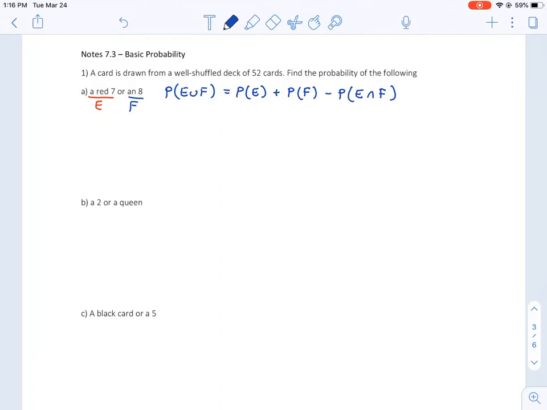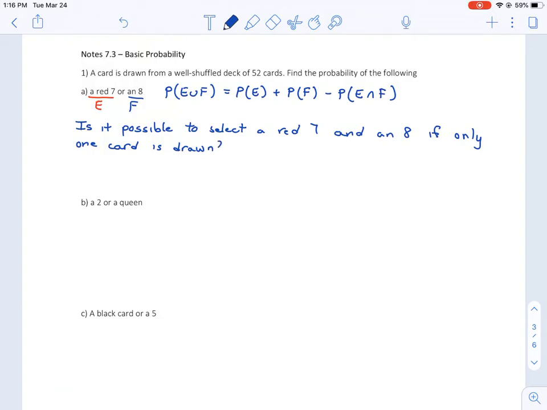Now, I'm going to ask myself, is it possible to select a red 7 and an 8 if only one card is drawn? And the answer to that question is no. So the probability that E and F occurs is 0.